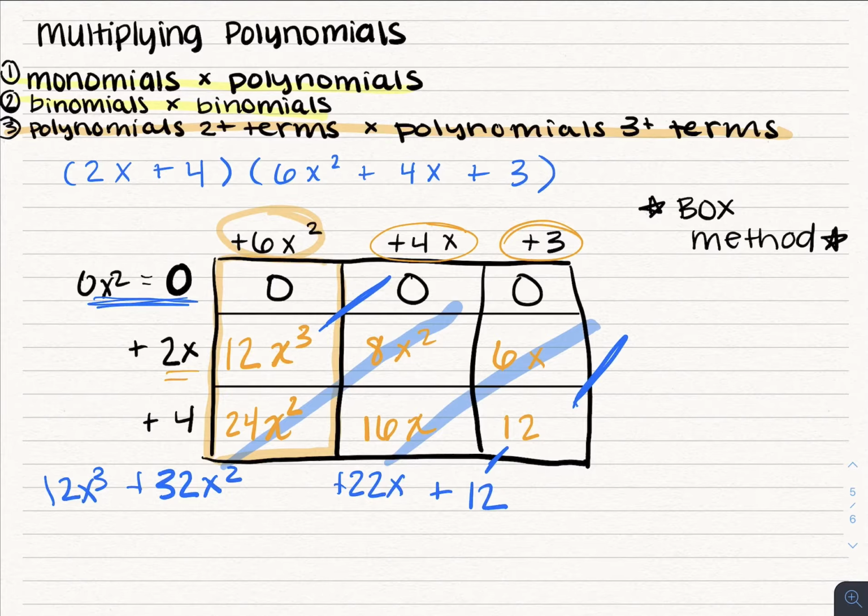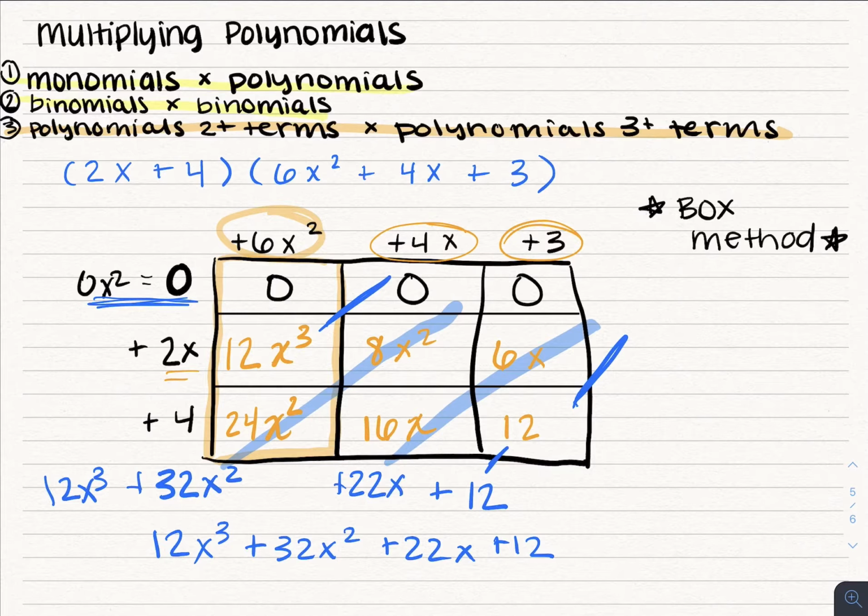And wait, if we look at that, I think we just got our answer. We can condense it down and put them together. 12x cubed plus 32x squared plus 22x plus 12. There's our answer.